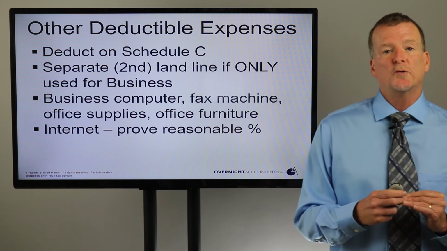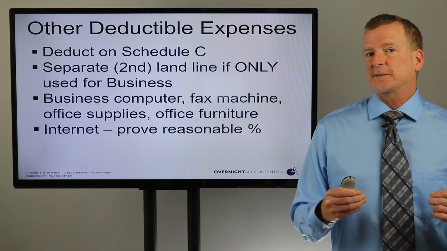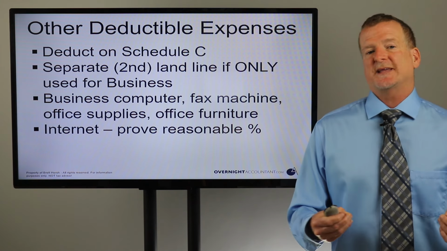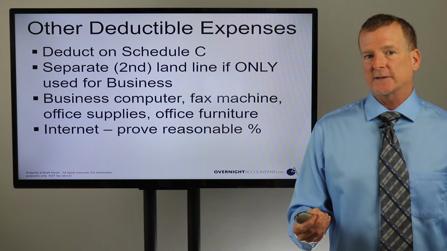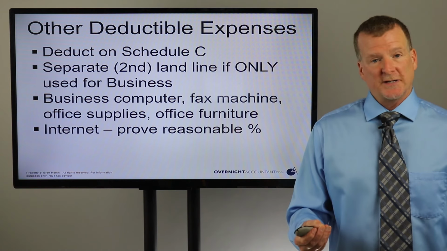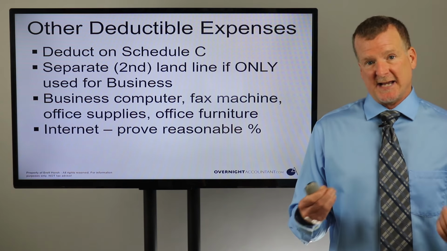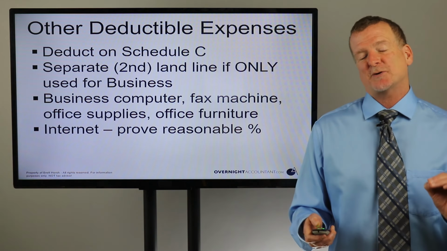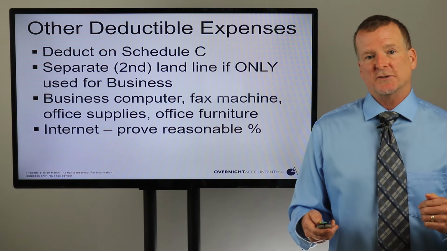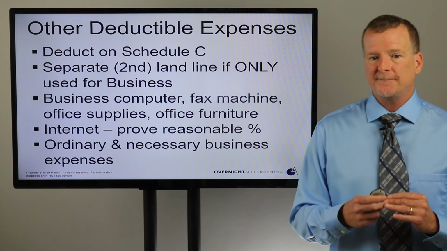You must prove a reasonable percentage, based on, let's say, the bandwidth or the amount of time it's used. Now that many folks have everything streaming through the internet, be it your television, even your phone, your home phone, the security system, you have to prorate that based on the amount of that time that is actually used for business. So the percentage is kind of getting lower and lower over the years because the internet is such a resource for so many things now.